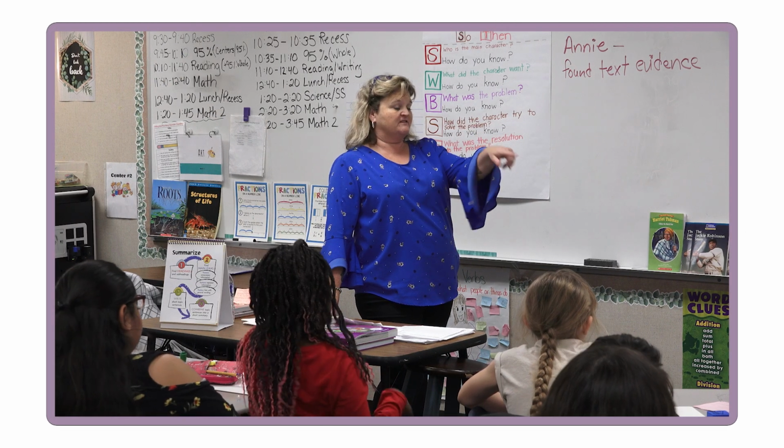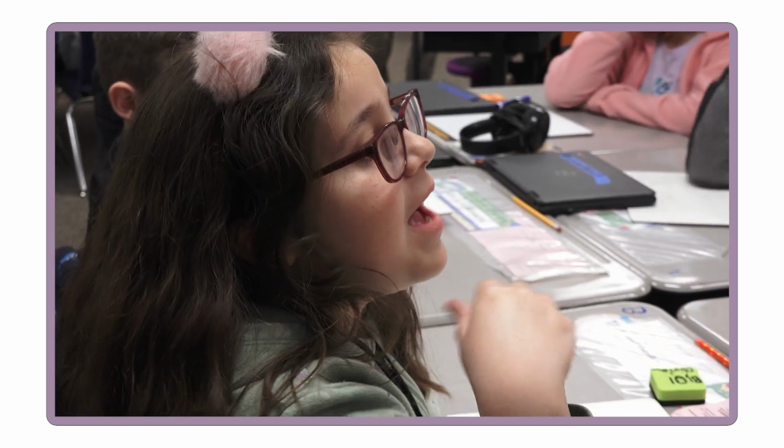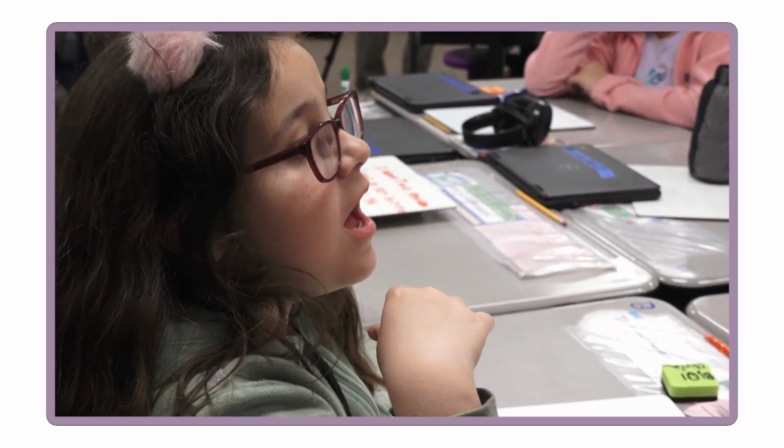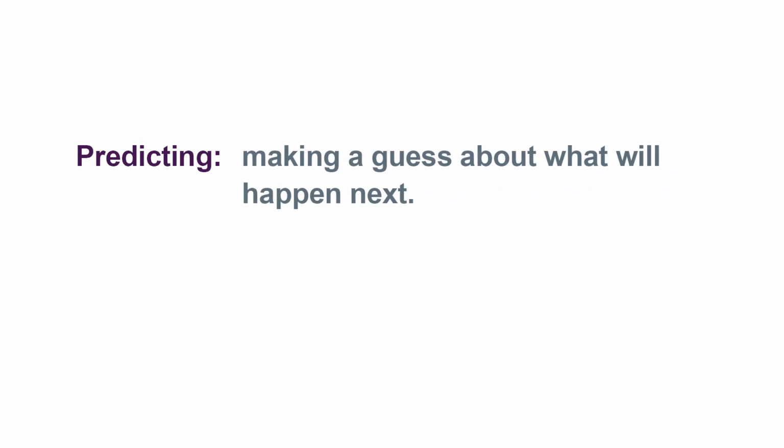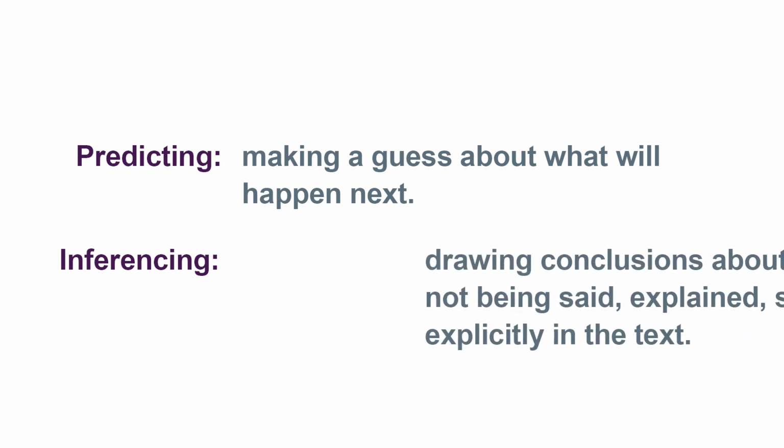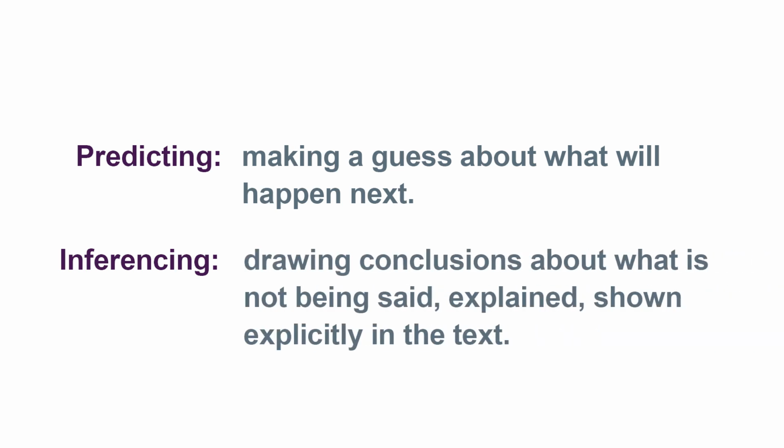Both inferencing and predicting involve using the text and what students know about the world to make a guess or hypothesis. When we use the predicting strategy, we make a guess about what will happen next. However, when drawing inferences, we draw conclusions about what is not being said, explained, or shown explicitly in the text. When teaching these 2 reading comprehension strategies, it will be important to reiterate the distinction between them.